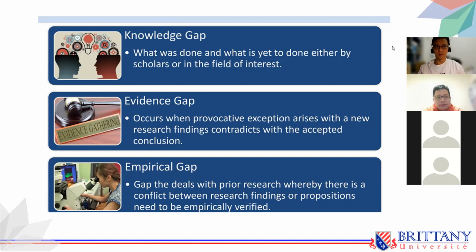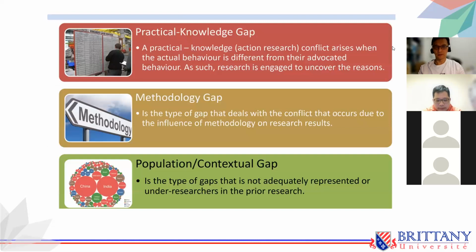The empirical gap deals with prior research whereby there is a conflict between the research findings and propositions that need to be empirically verified. The past studies show some results, but the current study on the same area or same set of population gives a different result, and it has been validated empirically, or applied research has been done. So knowledge gap, evidence gap, and empirical gap. We also have the practical knowledge gap, whereby the actual behavior is different from the advocated behavior, such that the research is engaged to uncover the reason. The methodological gap, I already mentioned that some studies are done based on quantitative, some are qualitative, some are done using mixed method, both qualitative and quantitative.